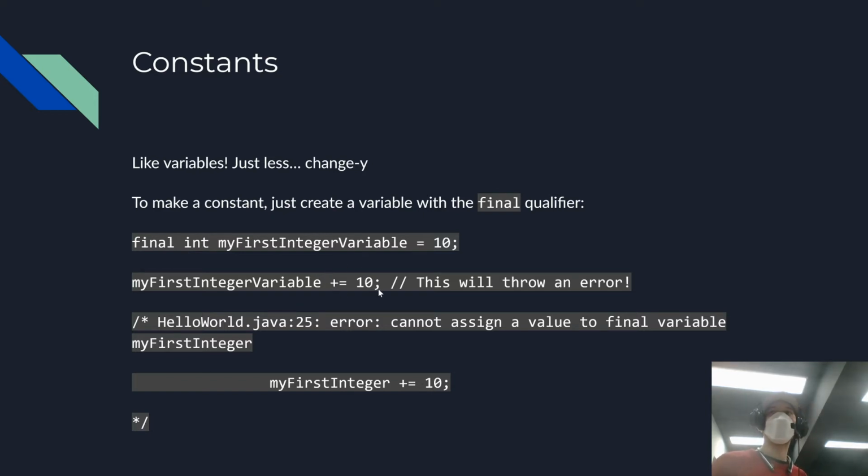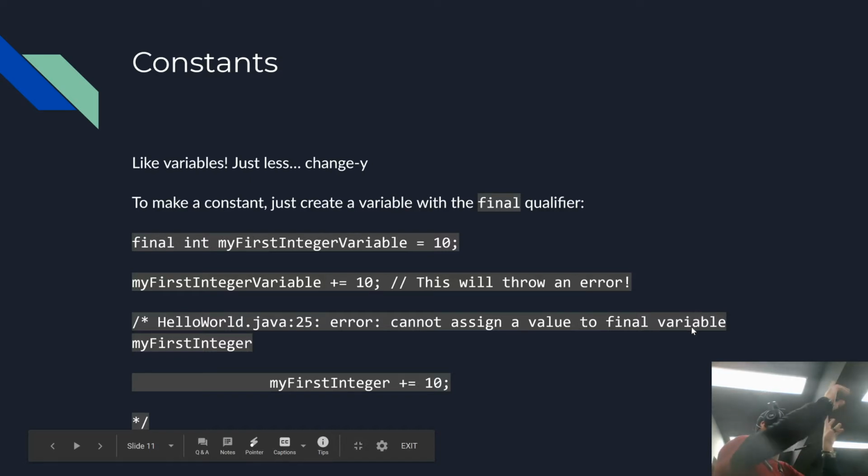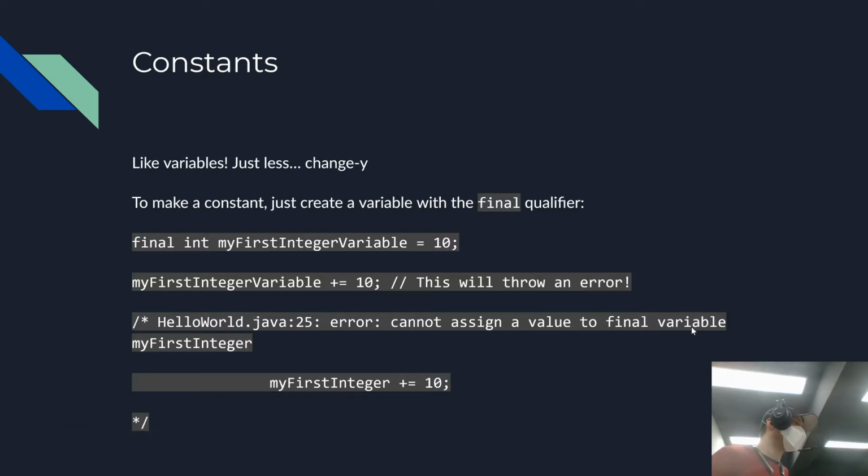So if you try to do something like this, where you change the value inside it, you'll get an error. Cannot assign a value to final variable. So Java doesn't have constants, it has final variables. In every other language, we call that a constant. Okay? Questions about that?